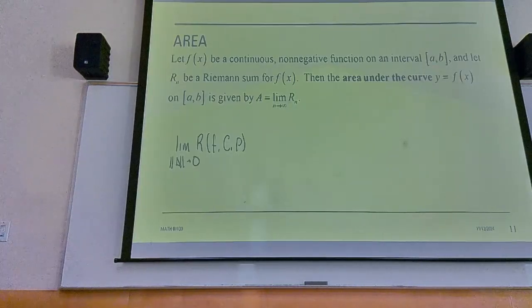See if this notation looks familiar. Do you recognize that? Oh, that's a shame. Then you didn't study Riemann sums that well then.